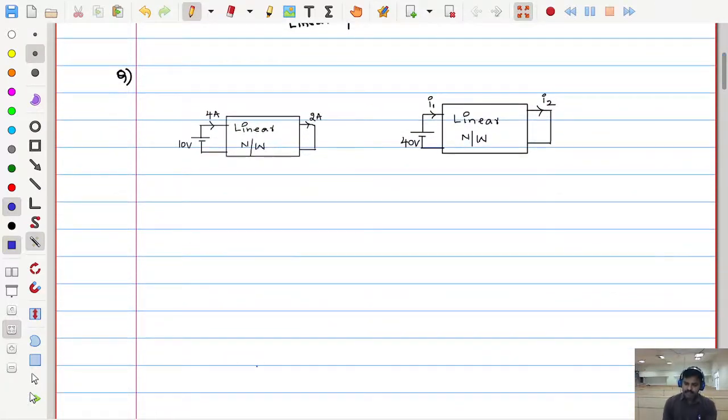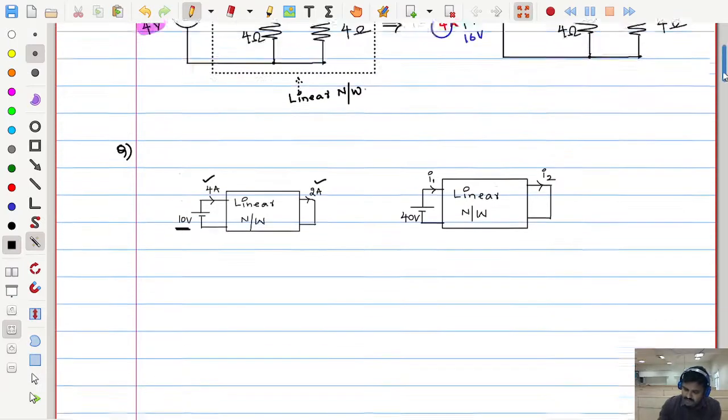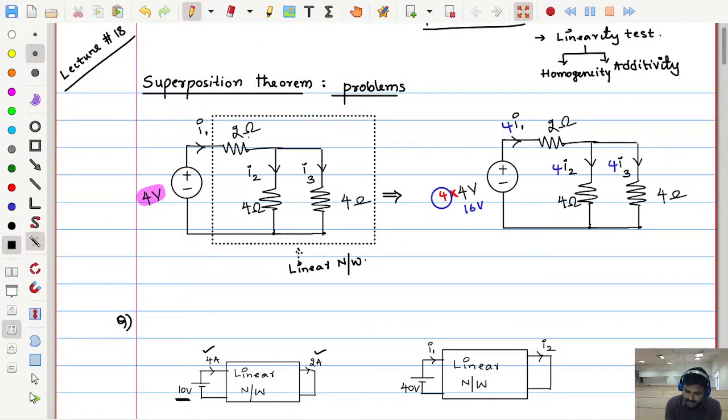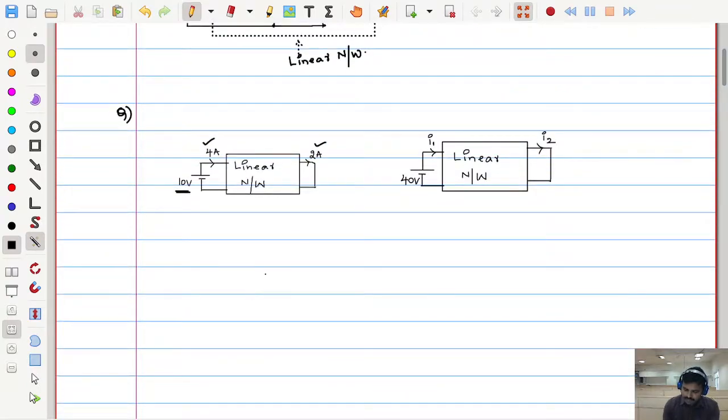Let us see this based on one simple problem. Here I have considered a simple linear network with an excitation of 10 volts and the responses are 4 amperes and 2 amperes. In between there may be a linear network like this; instead of taking all these resistors, I am simply considering this entire dotted box as a linear network. Based on this network history, I would like to determine what the currents I1 and I2 will be. That is our question.